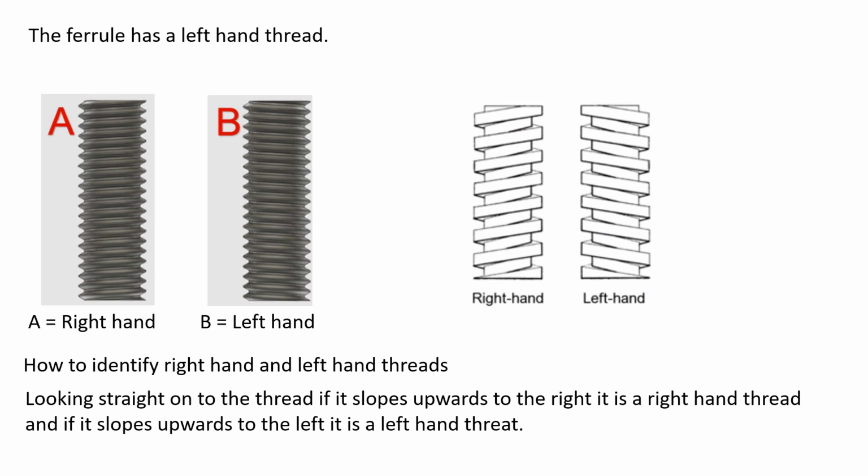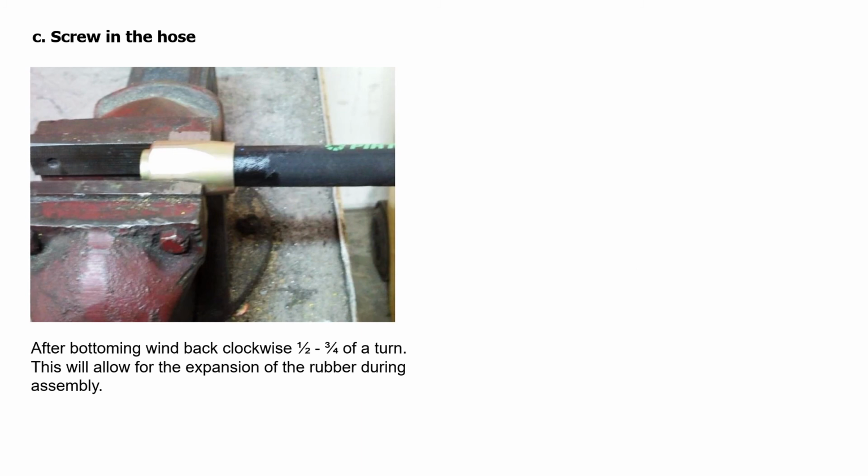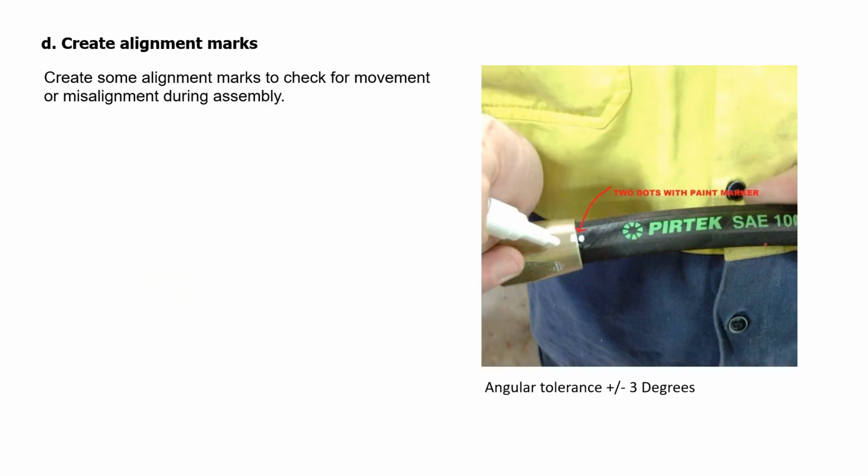The ferrule has a left-hand thread. This is easily identified by looking straight on at the ferrule. If the thread rises to the right, it's a right-hand thread. If the thread rises to the left, it's a left-hand thread. So the ferrule has a left-hand thread. After the hose bottoms out in the ferrule, back it off half to three quarters of a turn. Create some alignment marks. This will help us check for unintended movement during assembly process.